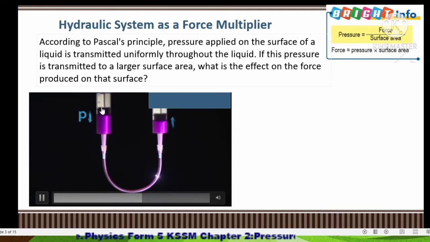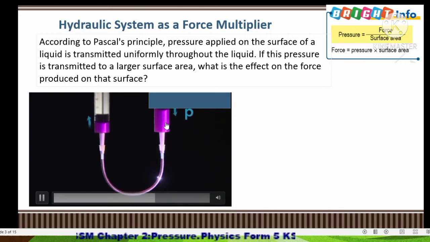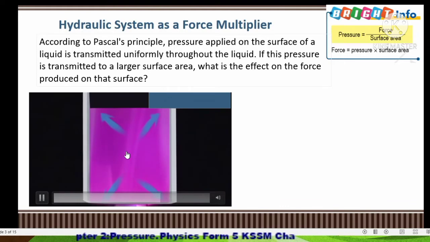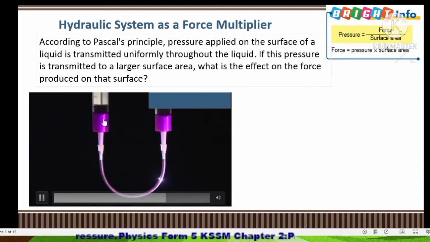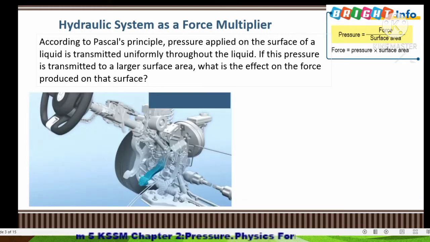In this one, pressure will be exerted on the liquid, meaning the force applied per unit area. So pressure will be transmitted, causing the liquid to displace from the first piston to the second piston. Because the liquid is incompressible, the pressure is transmitted equally and uniformly throughout the liquid. So this one is applied for the hydraulic system.